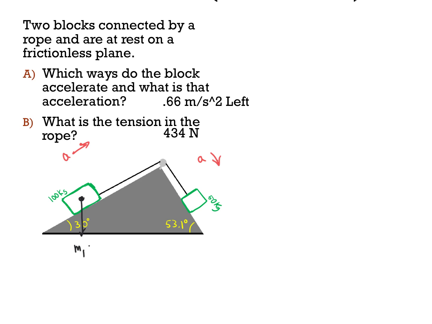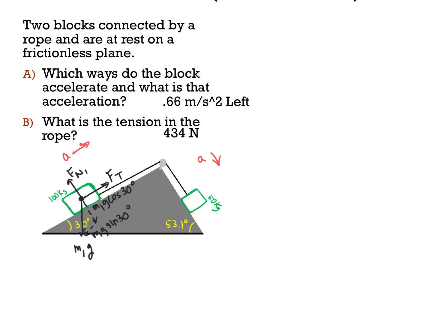Mass 1 times gravity this way, but this is at an angle. So what I've really got is m1g sine 30, and m1g cosine 30 this way. I've got the force of tension this way. It's a frictionless plane, so I don't have to worry about friction. So I have my normal force for 1 this way.